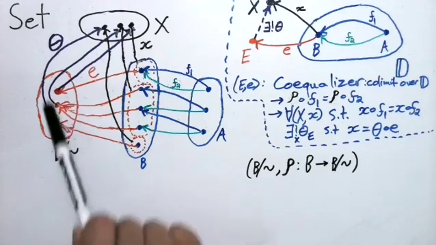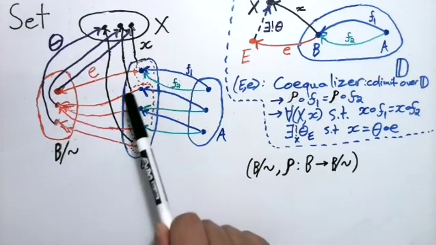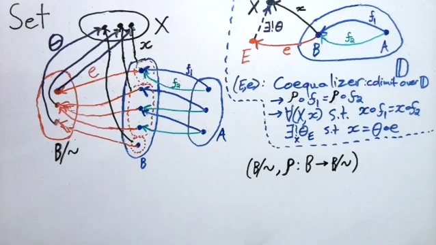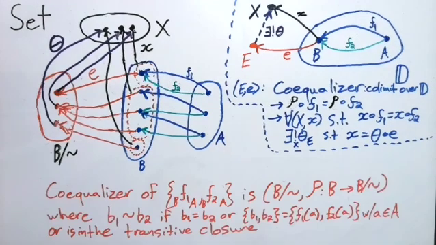Theta has to send each element to the same thing that that equivalence class is being sent to by x. So that's the end of this exercise. We found the coequalizer in the category of sets. So let's just sum it all up to conclude with this exercise.